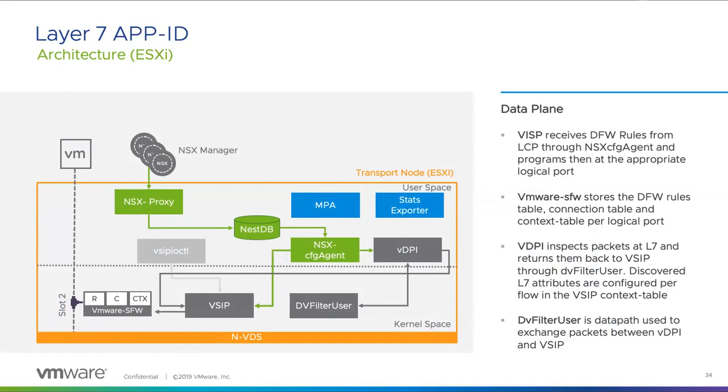The VDPI inspects that packet at layer 7, returns it back to the vSIP through the DV filter user. Oh, there it is. Okay. And the DV filter is the data path that is used to exchange packets between VDPI and vSIP.